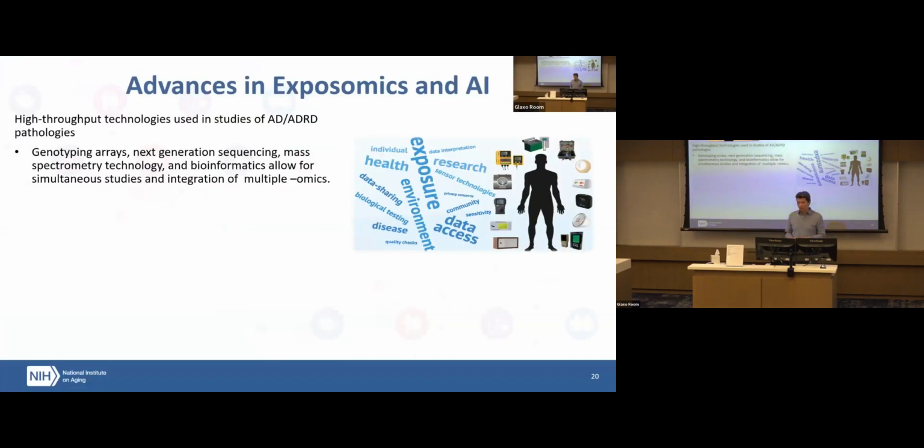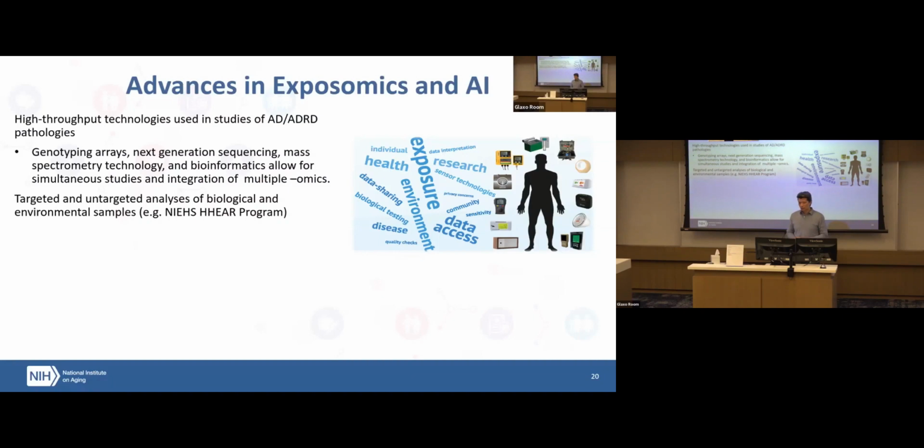And so I want to talk about some of the advances in exposomics and artificial intelligence. Having a lot of these high throughput technologies that have been generated with next-gen sequencing, mass spec, and bioinformatics really allows for the simultaneous study and integration of multiple omics technologies. And so very interested in both targeted and untargeted analyses of biological and environmental samples.